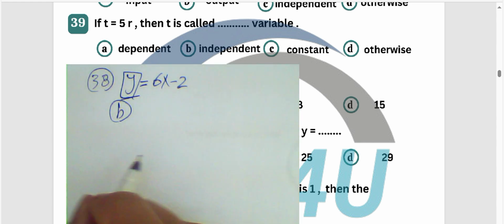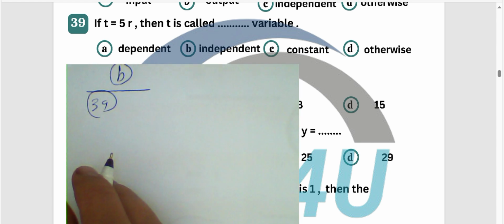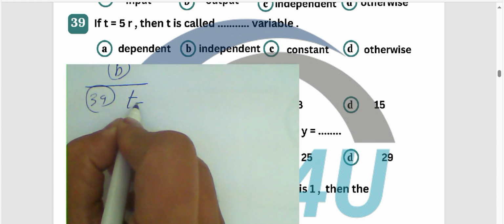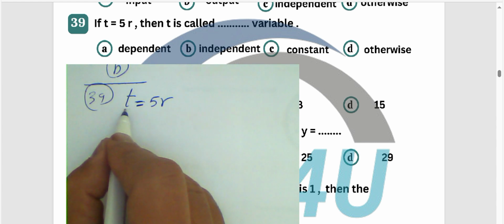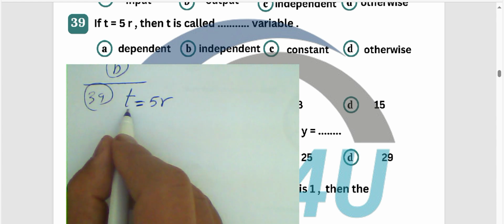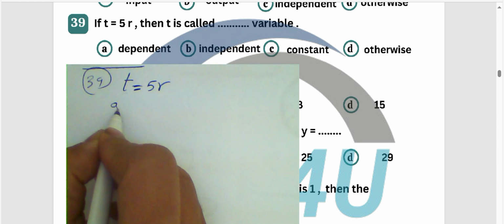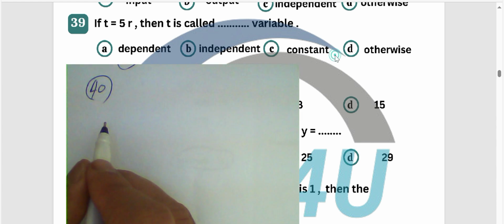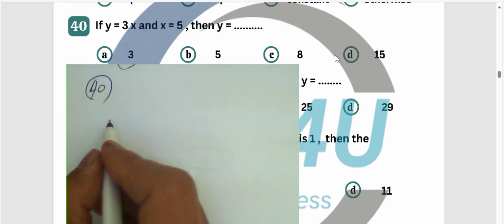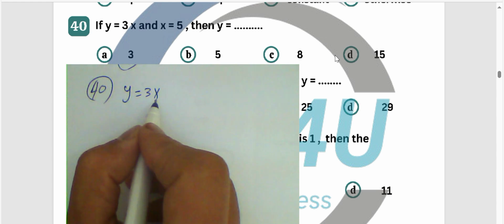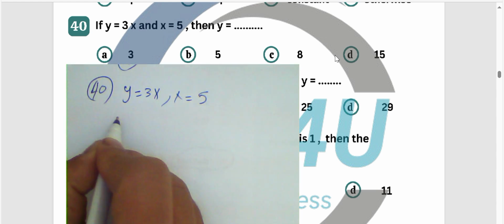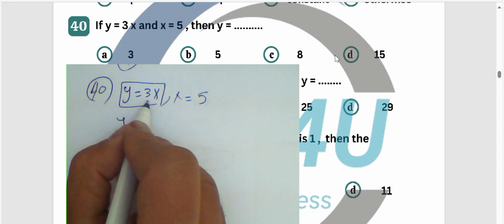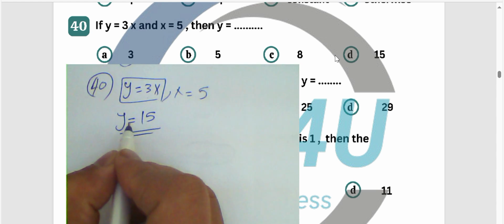And 39. If t equals 5r, then t here we call it output or dependent. Choose letter E. Question 40. If y equals 3x and x equals 5, then we can find the value of y. Put x equals 5, 3 times 5 equals 15. The value of y equals 15.